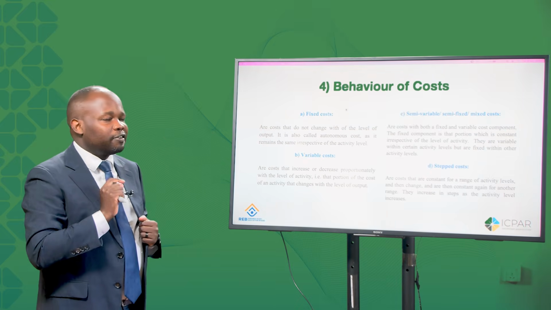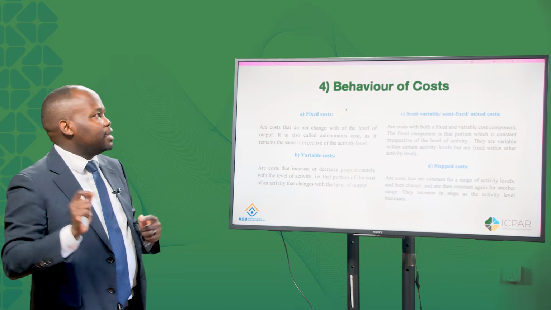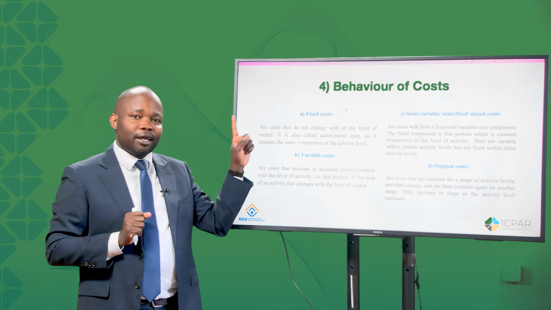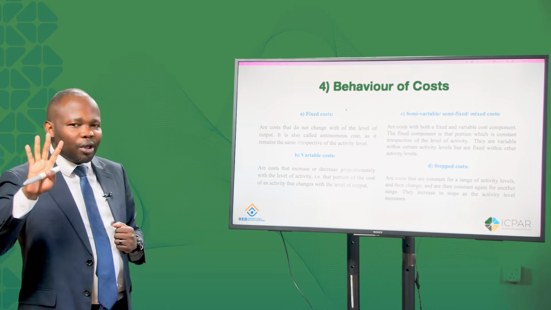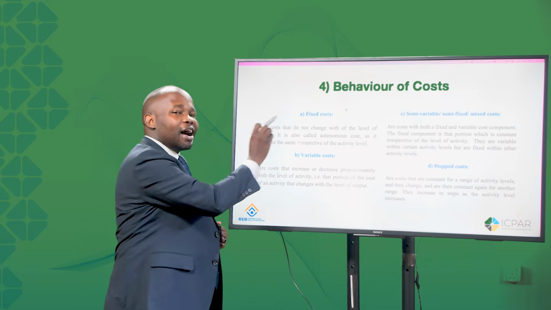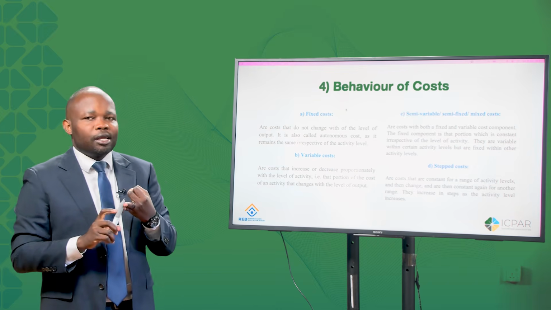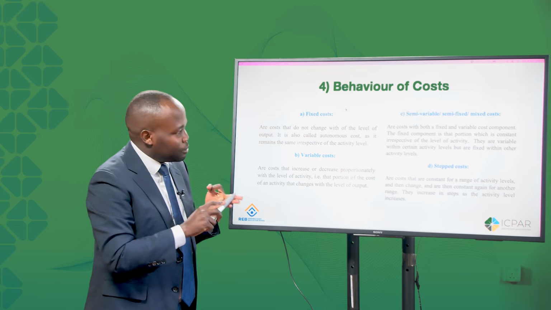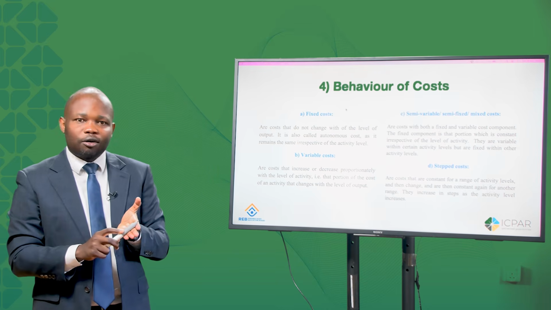Our next classification of costs, which will also be in our Unit 3, is classification of costs by behavior. So when we classify costs by behavior, we have 4 types of costs. Number one, we have what is called a fixed cost. Number two, we have what is called variable cost. Number three, we have what we call stepped cost. And number four, we have what we call semi-variable costs.